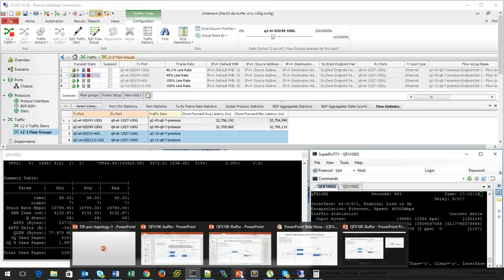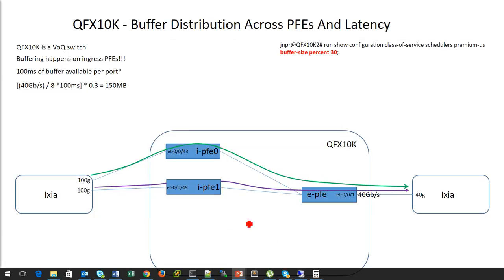In this particular case, if we go back, we see that this 77 is roughly half of the 150 megabytes. So what we see is that latency has gone up slightly, but the interesting point here is that these two ingress packet forwarding engines are offloading traffic at 20 gigabits per second.